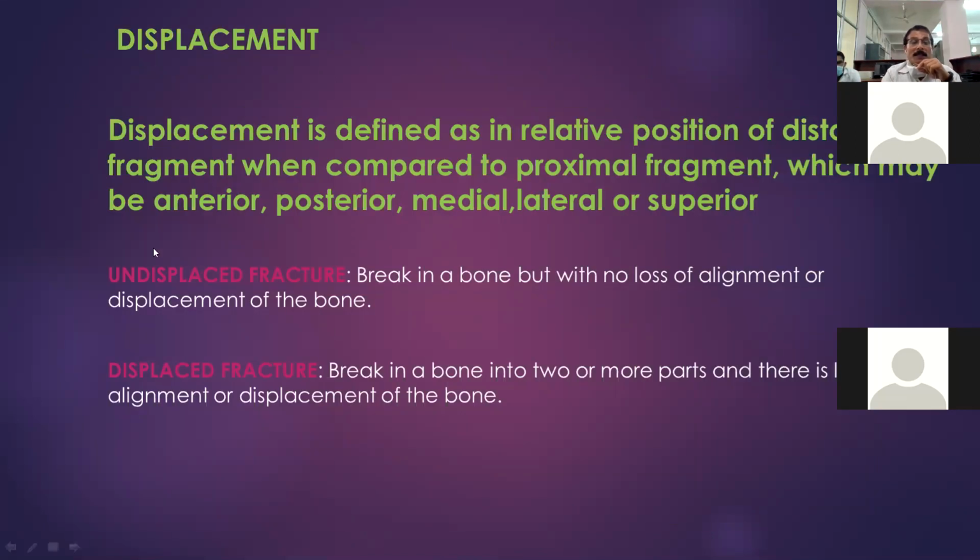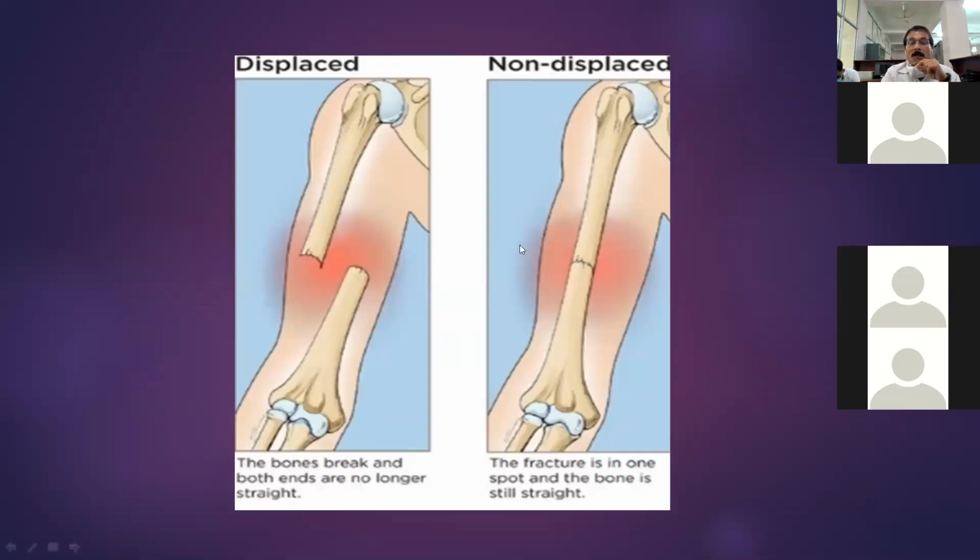This is not very important for you, but important for postgraduates and others. Displacement is a condition where the fracture may be in alignment, with no displacement. That is called undisplaced fracture. On the other hand, if the fragment is going away from the alignment, that is called displaced fracture. This is an example of an undisplaced fracture. There is a complete fracture here, but here you will find displacement. This is called displaced fracture.